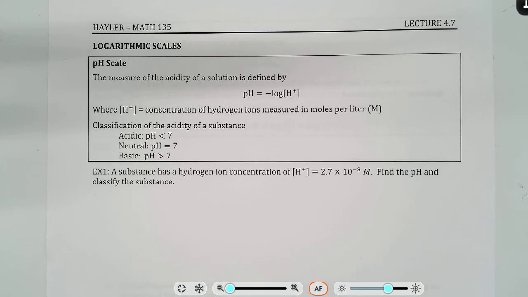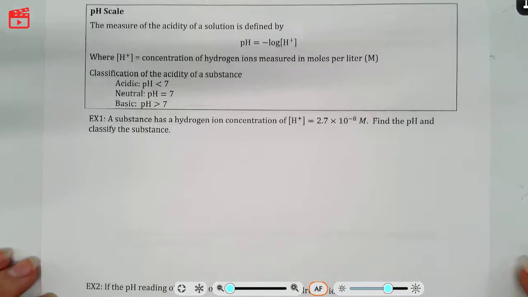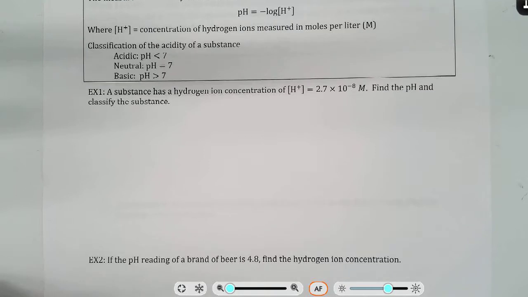Not as bad as it sounds. Now, classification of the acidity of a substance. This is the threshold we have set for what's considered acidic, neutral, or basic. If the pH value is less than 7, it's considered acidic. If the pH value is equal to 7, it's neutral. And if it's greater than 7, it's considered basic. Let's go ahead and do some word problems on this.